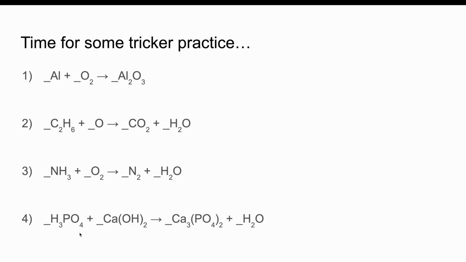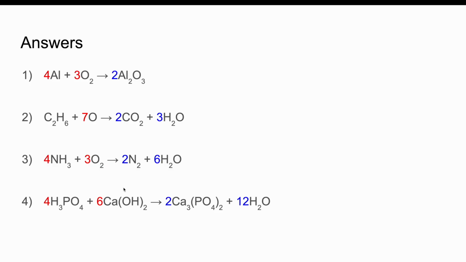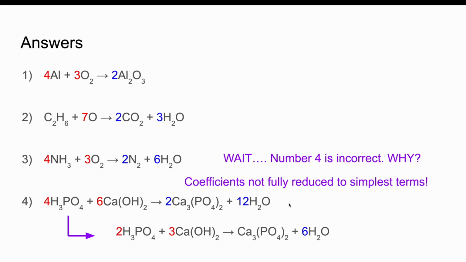Okay, so answers in 5, 4, 3, 2, 1. Okay, so here are the answers for this, but wait, there is something wrong. Number 4 is incorrect. Why? I'll give you a second to figure it out. 3, 2, 1. Because it's not simplified. The coefficients are not fully reduced to the simplest terms. So 12, 2, 6, and 4 all have a common denominator of 2. So I should divide them all by 2 to put it in the simplest form, and this would be my correct and final answer.